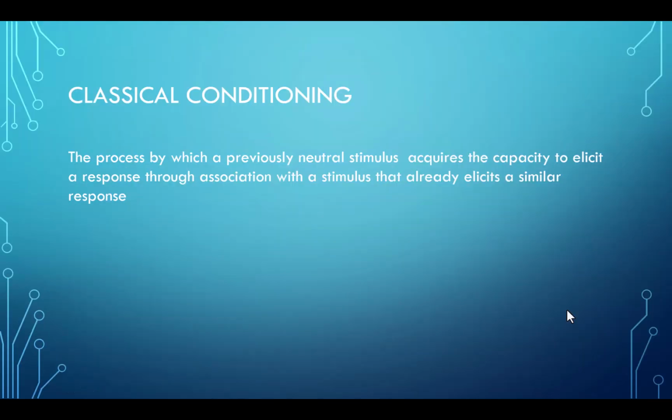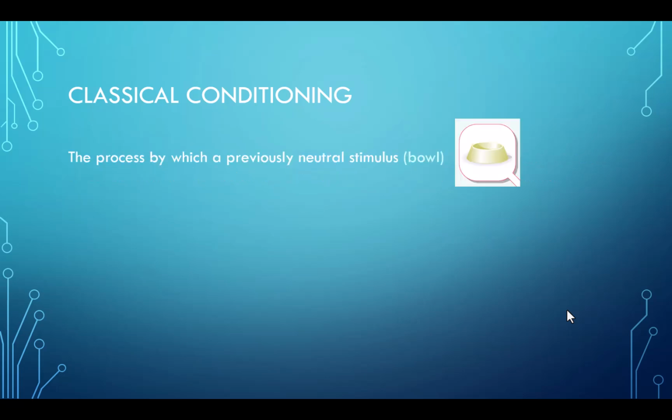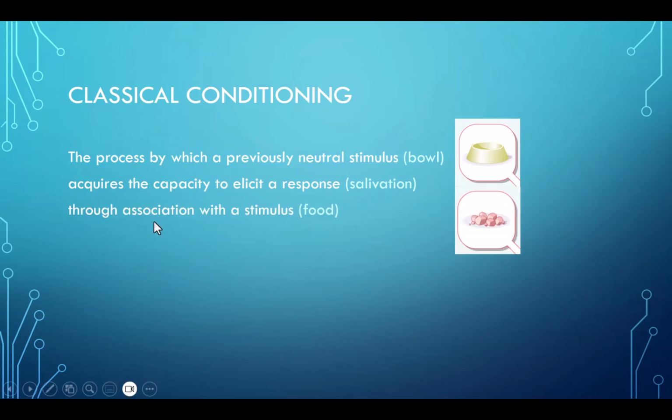So let's take a look at our definition again. The process by which a previously neutral stimulus acquires a capacity to elicit a response through association with a stimulus that already elicits a similar response. Let's break that down. We have the process by which a previously neutral stimulus, our bowl, acquires a capacity to elicit a response, salivation, through the association with a stimulus, our food, that already elicited a similar response, the salivation. So those are the basics of classical conditioning. In our next video, we'll build upon that and talk about the principles of classical conditioning.